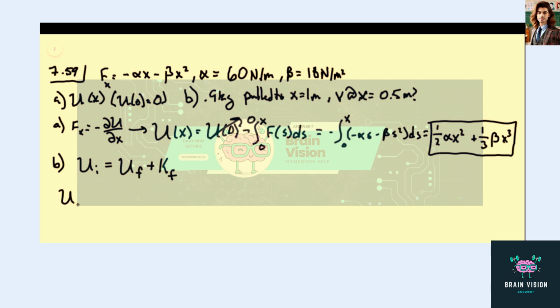So we can just evaluate the expression we got in part A. Yes, and we'll find that this is 36 joules. This is 8.25 joules.